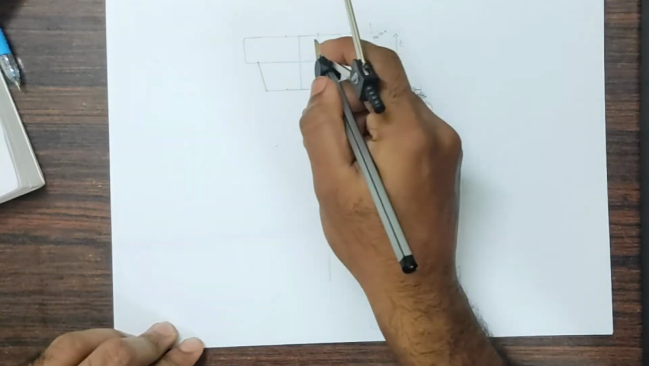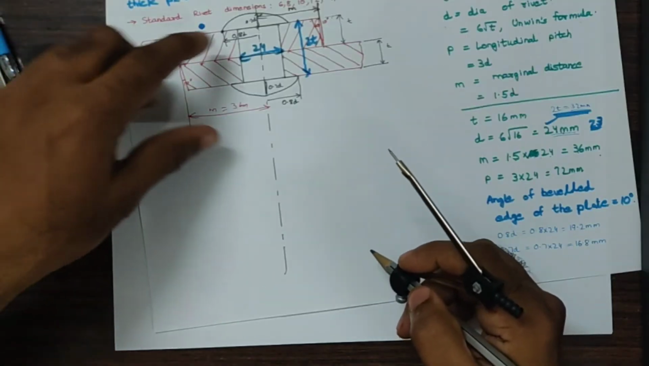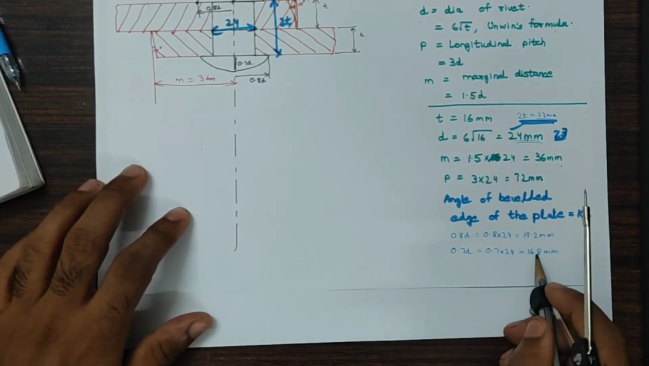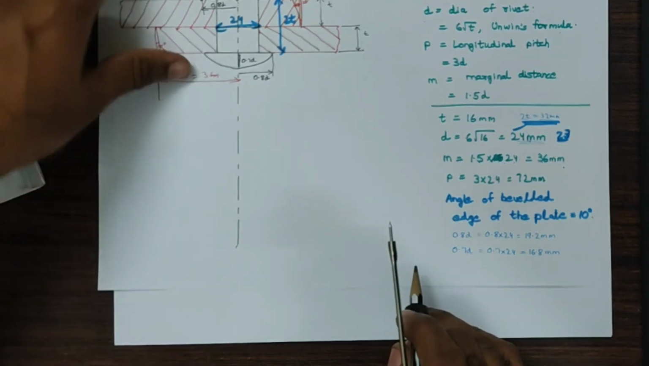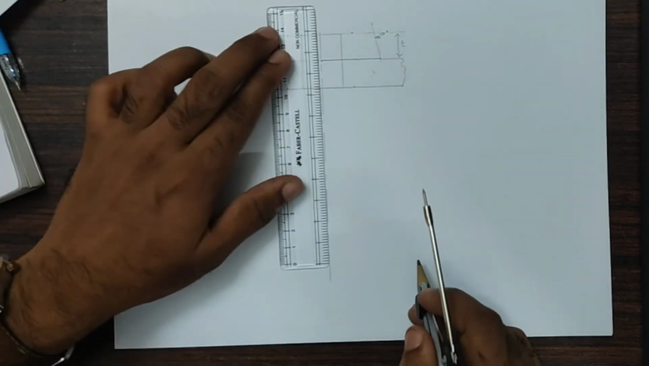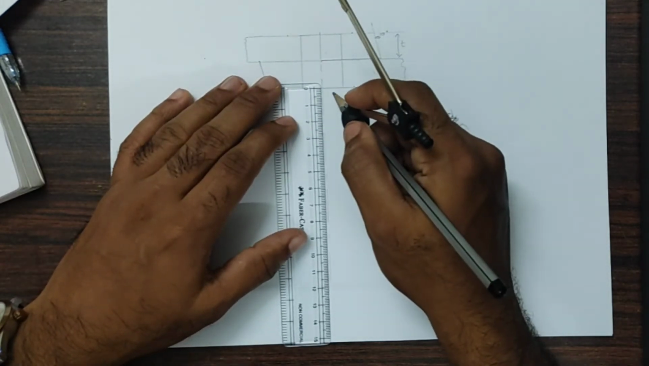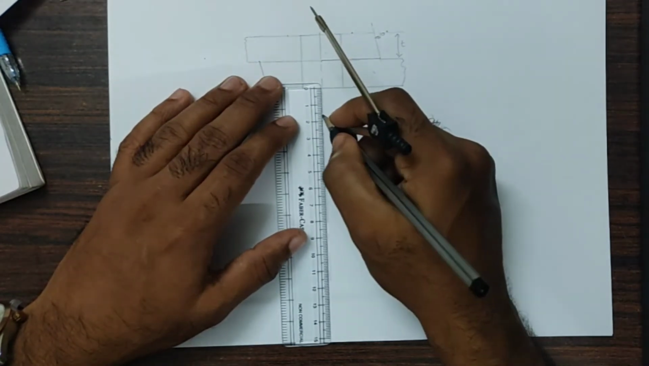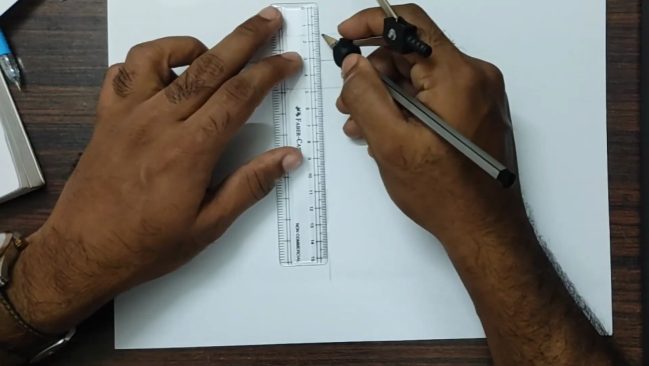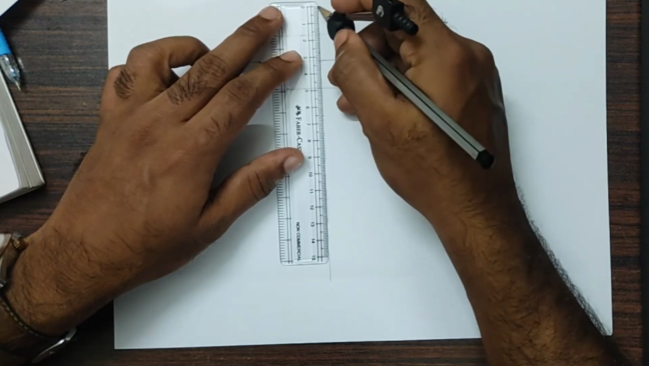Now I have marked this 0.8D on this figure, and now I have to mark the height, which is this 0.7D, and 0.7D is obtained as 16.8 mm. So I have to mark that 16.8 mm on this center line. So on the center line I will be marking that as 16.8 mm. And here also I have to mark that 16.8 mm, and it will be this much.